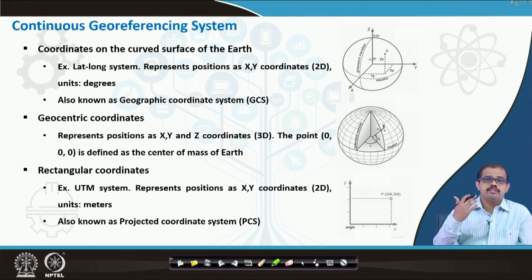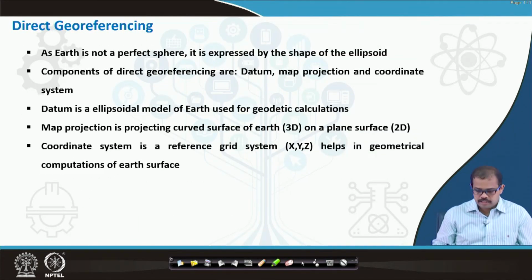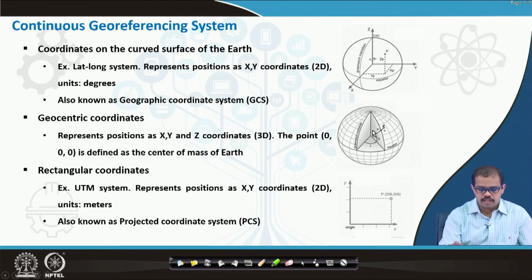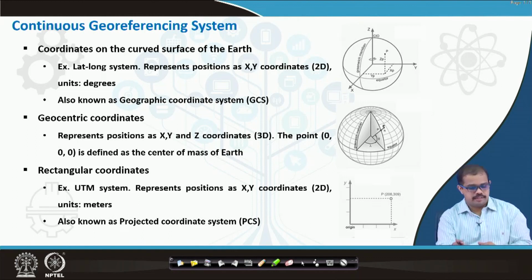Then you have geocentric coordinates, which represent a position as x, y and z coordinates. This is in 3D, so it's called geocentric. The point 0 comma 0, if you see this, is the center of the Earth. This particular point being referred to here is the center of the Earth. It is 0 comma 0 comma 0. As you move out, all your points are mentioned in terms of x comma y and z, relative to the reference from the center.